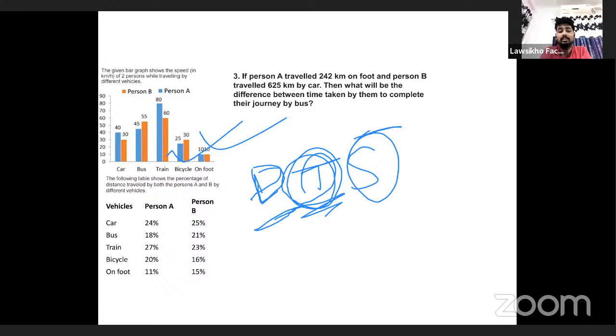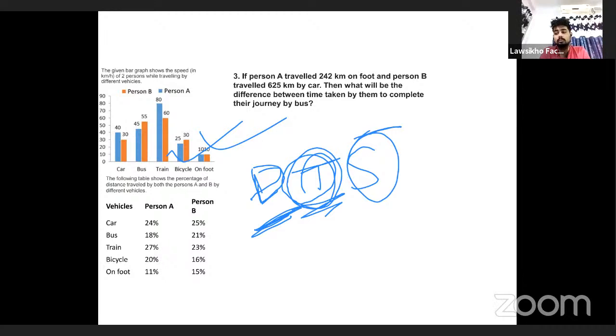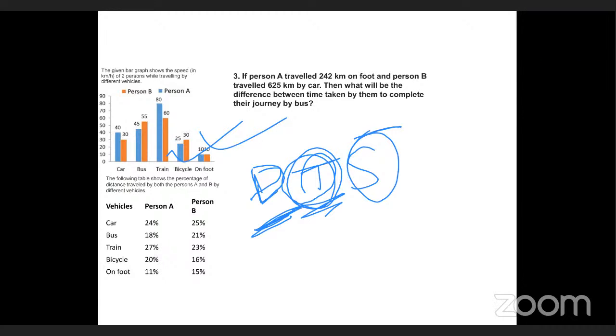And how will the bus's come? You have A's distance on foot, B's distance by car. Now how will the bus's come? It will come only when, tell me. Yes, so do you do distance by speed for each one separately and then find it? What did you do? I did distance by speed, that is 242 by speed on foot.